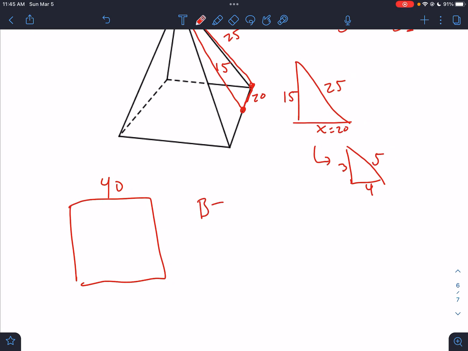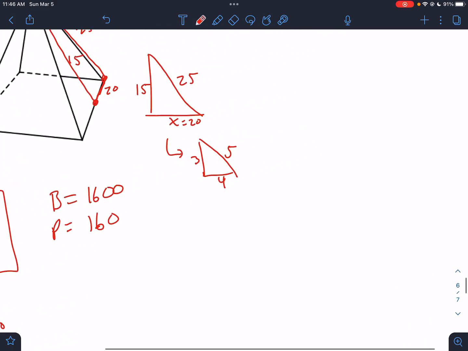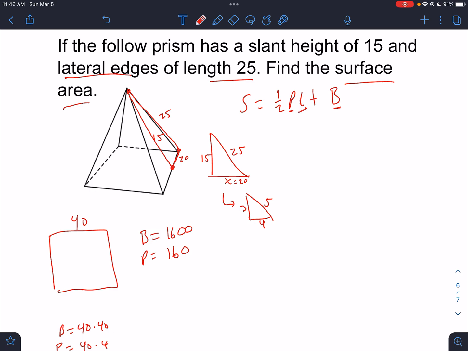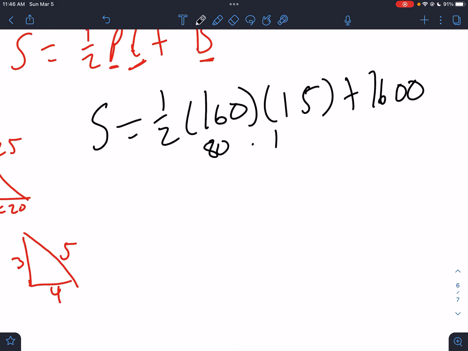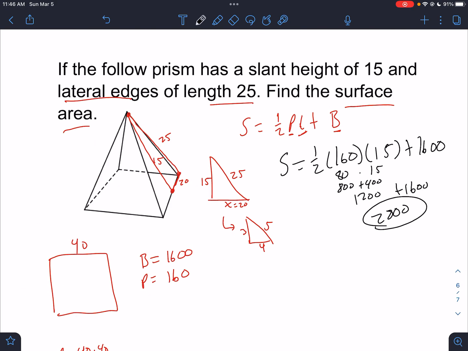So the area of the base would be 1600 and the perimeter would be 160, right? Because the area would be 40 times 40 and the perimeter would be 40 times 4. Those are very different numbers. And then the slant height, they gave it to us, that's the 15. So the actual answer here is going to be 1/2 times the perimeter of the base, 160, times the slant height, which is 15, plus 1 base at 1600. So this would be 80 times 15. That would be 800 plus 400. That would be 1200 plus 1600 would be 2800.